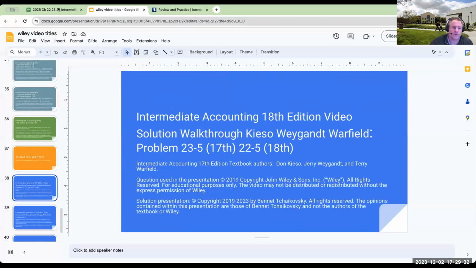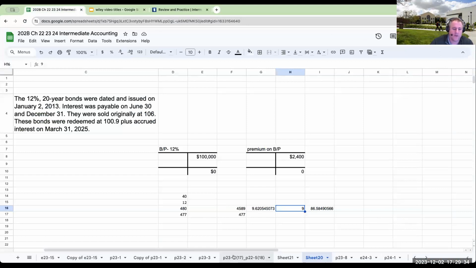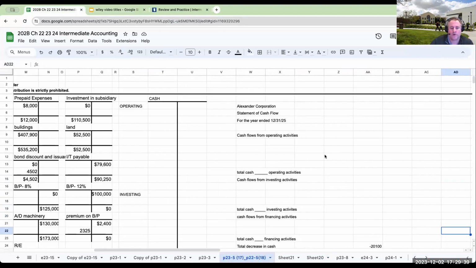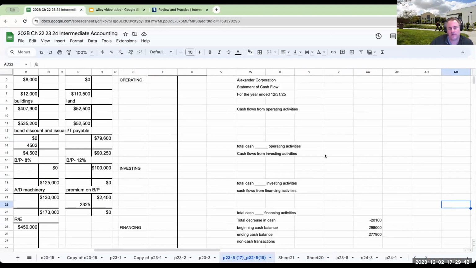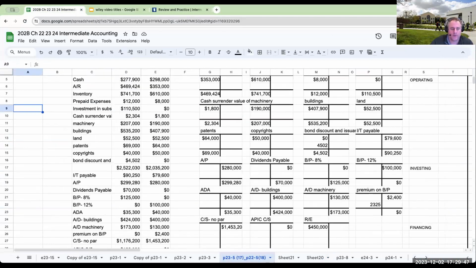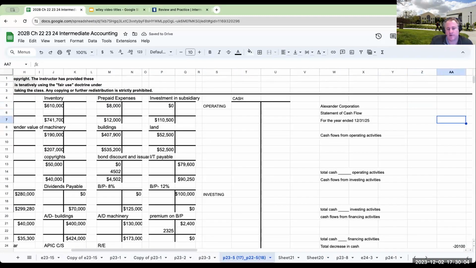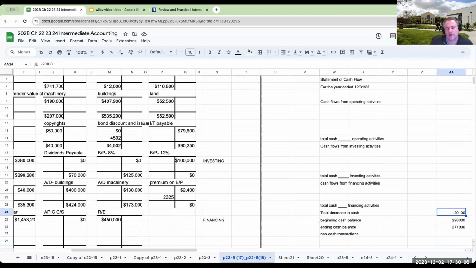So let's go through and talk about what we're going to go through and have fun with today. When we are dealing with the statement of cash flows, what we're trying to do is figure out what happened to my cash balance. Well, it was at 298 and it got down to 277. So there was a decrease of 20,100. What I'm trying to do is figure out what caused this decrease.